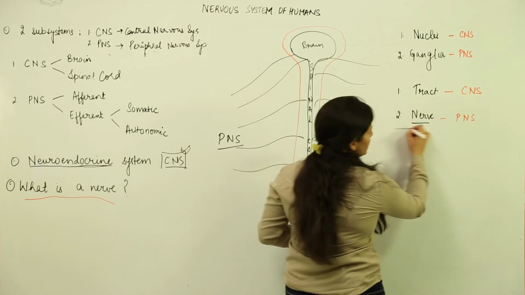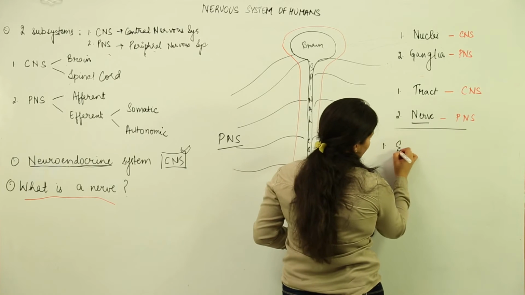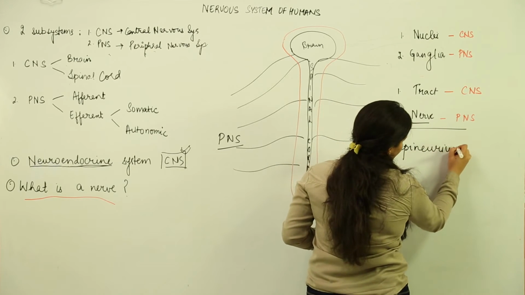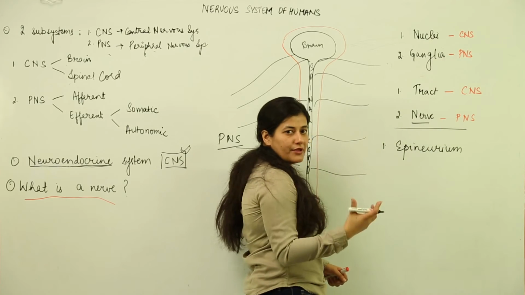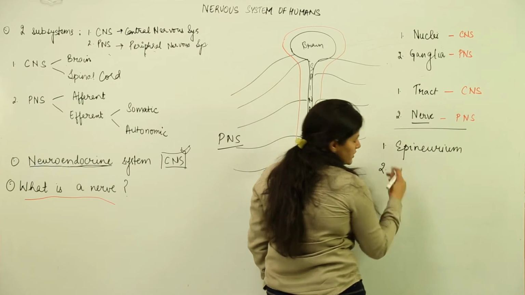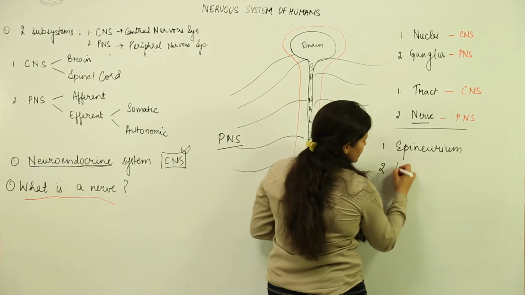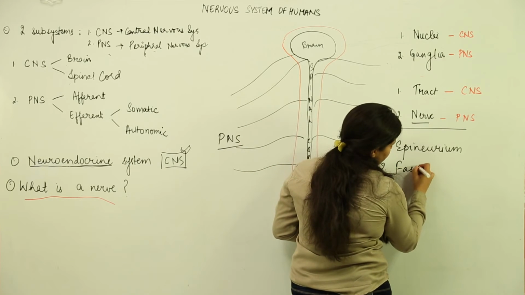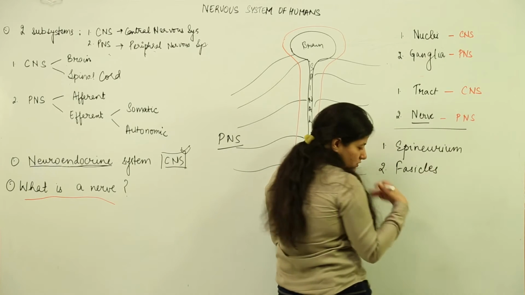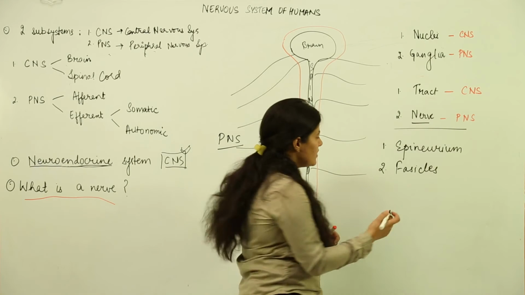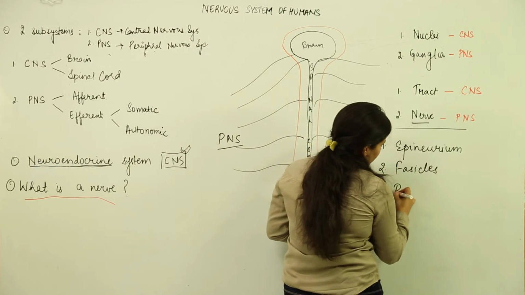Now inside a nerve, you are going to find a tough covering, known as epineurium. Inside it there are many axons which are clustered together in the form of fascicles, and these axons are inside a tight, tough covering known as perineurium.